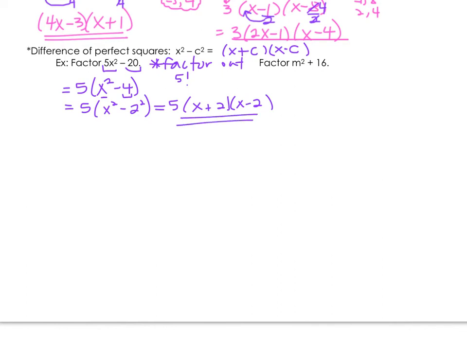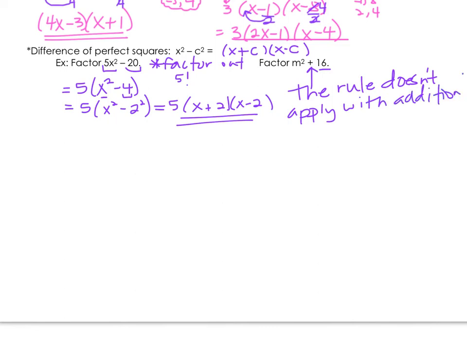Over on the right, try another one, m squared plus 16. We have a perfect square with 16, but we actually can't do anything with this problem. It's significant that it's addition in the middle. The rule doesn't apply for addition, so make sure to write that down. The rule doesn't apply with addition. And what that means is that this is not factorable.